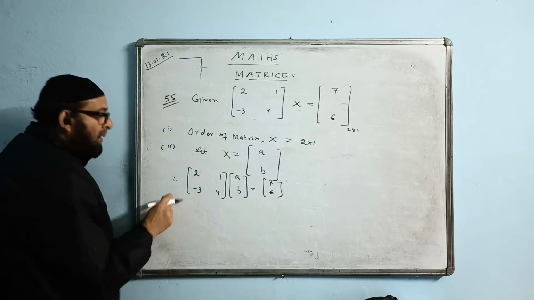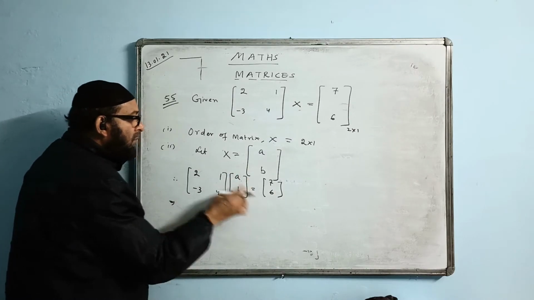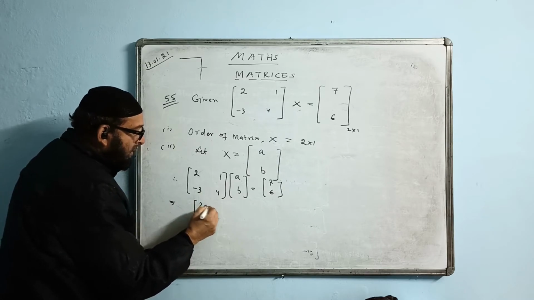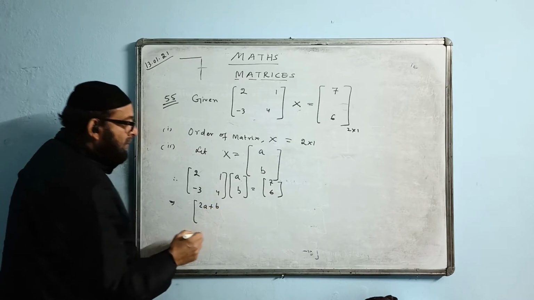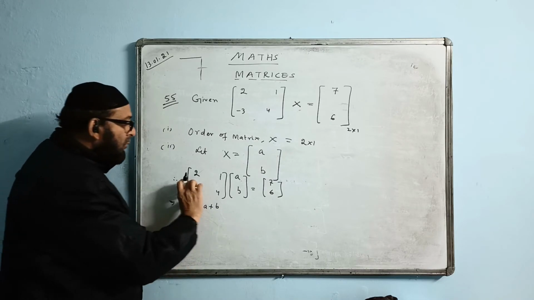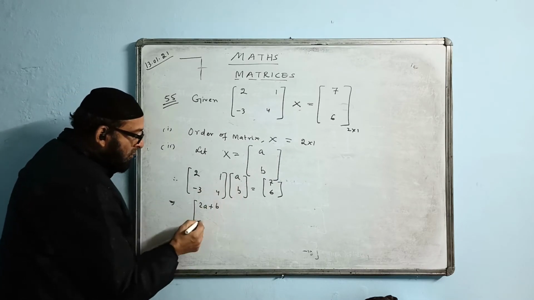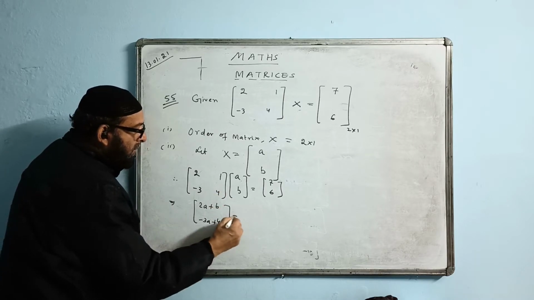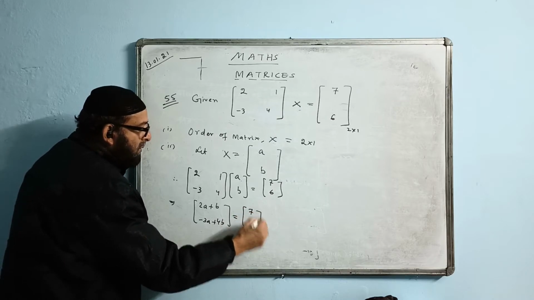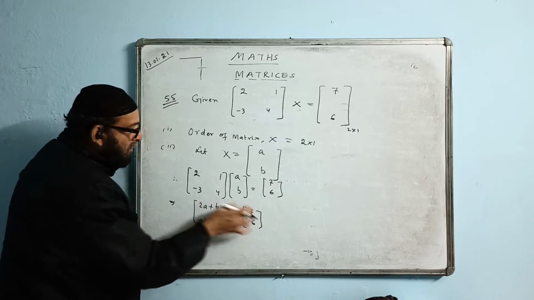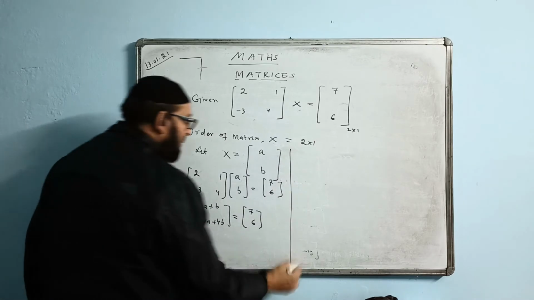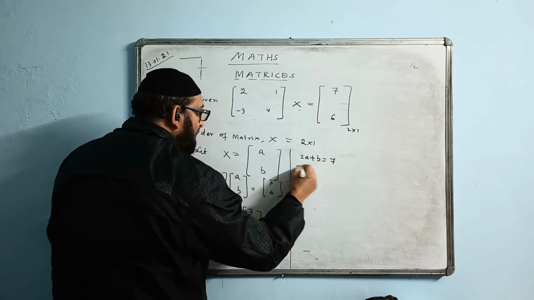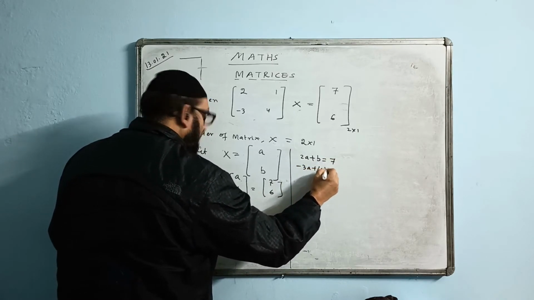Let us multiply. You know the method of multiplication, row by the columns. First with the first, second with second. You get 2A plus 1 into B. This is done. Now again I do row by the columns. This into this, you get minus 3A. This into this becomes 4B, equal to 7 and 6. The equal sign will make them equal: this is equal to this, this is equal to this. I write it here. It becomes 2A plus B is equal to 7, and minus 3A plus 4B equal to 6.